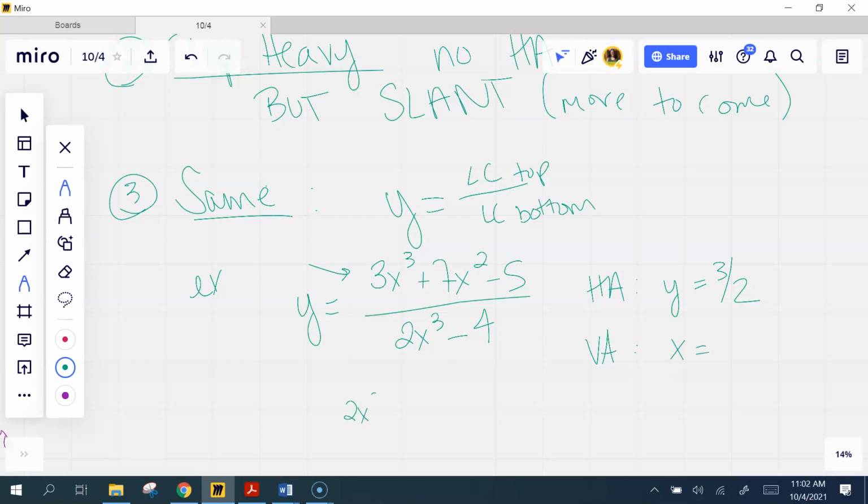If I have 2x cubed minus 4 equals 0, nobody? You're close. The cube root of 2. Going to solve it all the way down for x there. Does that make sense so far? Yep. And as long as there's not a factor in the top that cancels with that, because remember that would form a hole.